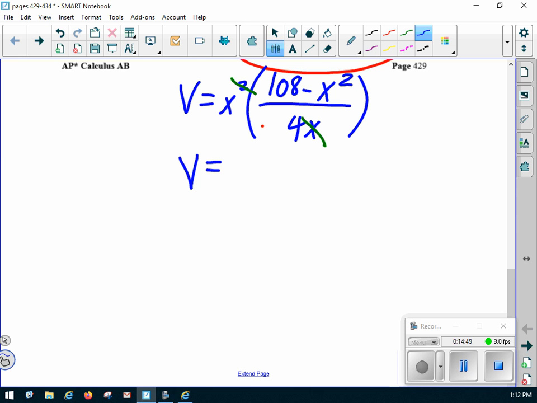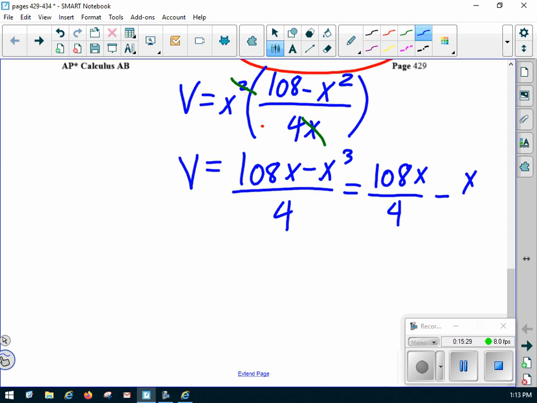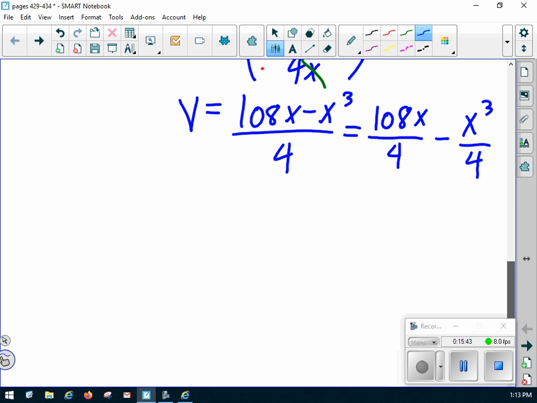Could you get rid of the 108 over 4 by just separating it? So that's going to be 108x minus x cubed, all over 4. Now, there are different things I could do. I could do what Mason said and split this up into 2 fractions. Now, 108 over 4 is 27. So that's 27x minus 1/4 of x cubed.